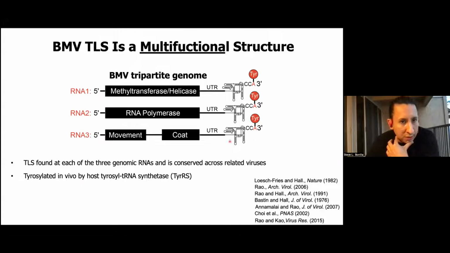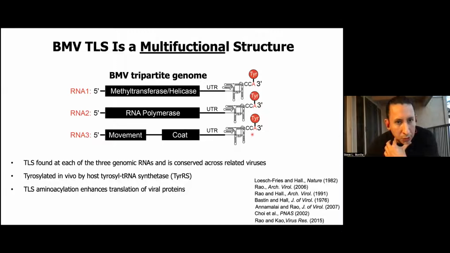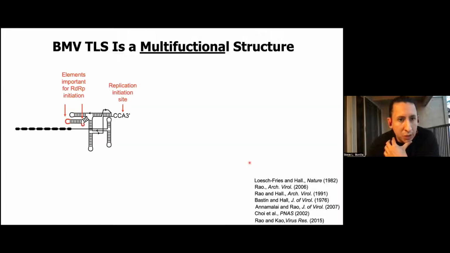This structure is conserved across viruses that are related to BMV. And it's been shown that this structure and its aminoacylation results in enhancement of the translation of the viral proteins. However, the mechanism of that enhancement is not very well understood. And like I said earlier, this structure also appears to interact with other tRNA-specific machinery of the host.